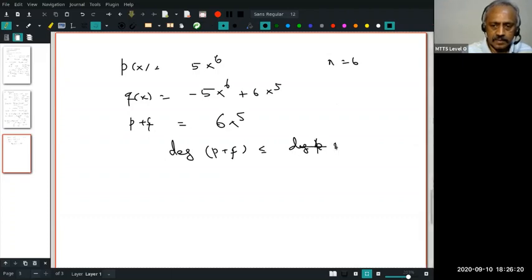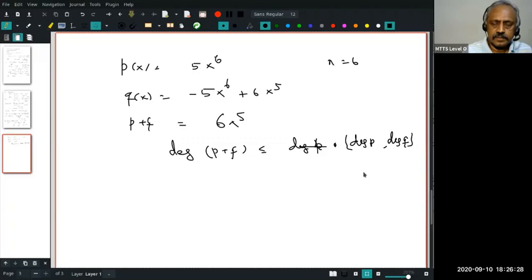or let us say degree of p and degree of q, right? You understand? Therefore, it will be less than or equal to the maximum of the degrees. Do you follow this? Are you sure you follow?